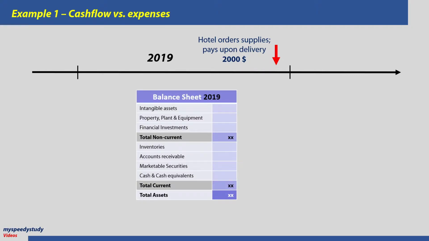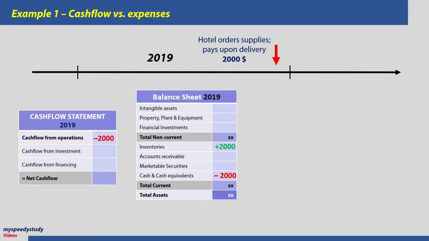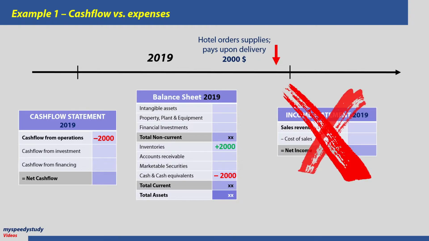The supplies increase the inventories in the balance sheet, and the cash position decreases. We would also find the decrease in cash in the cash flow statement as an operational cash outflow. But there is no expense yet. The money is gone, that is true, but instead of the money, the company now has the inventories. The net effect on the company's wealth is zero. The company is not richer or poorer by buying stuff.